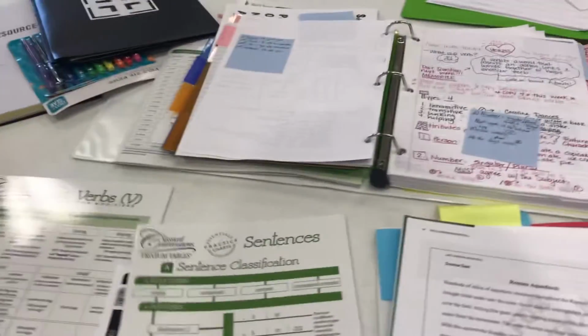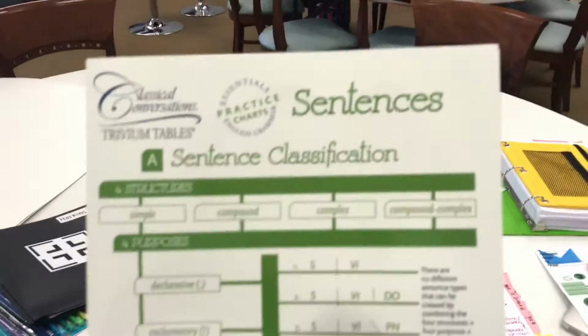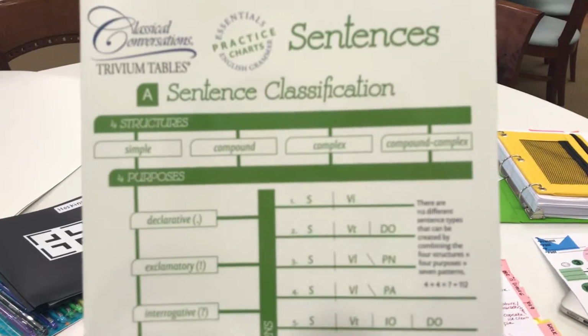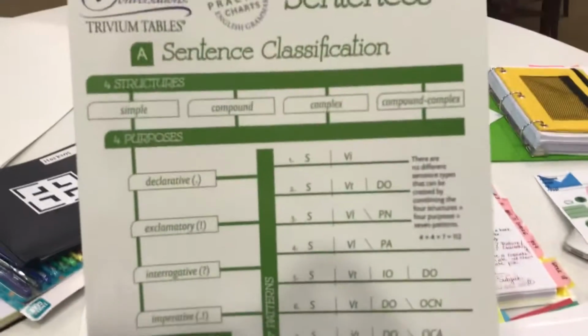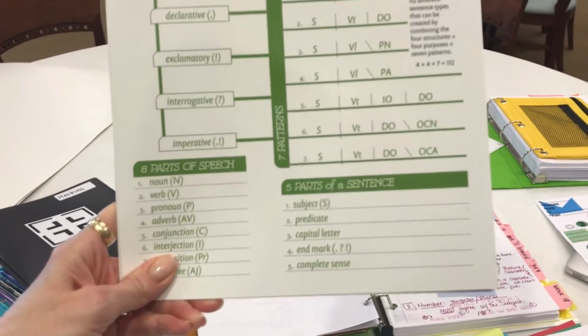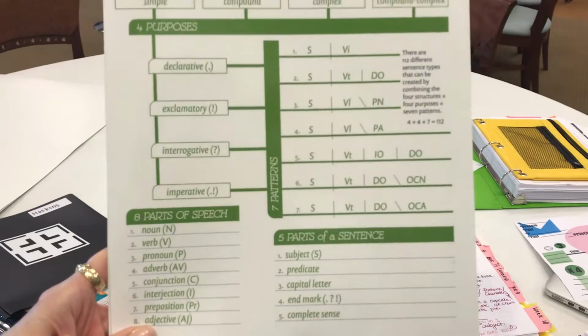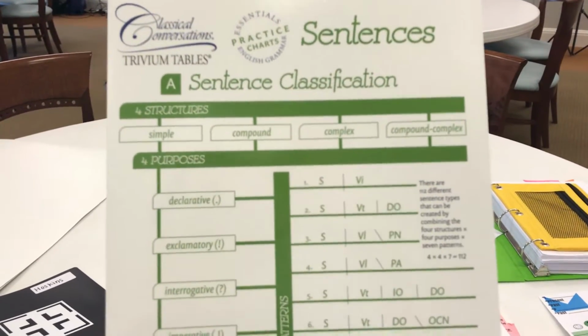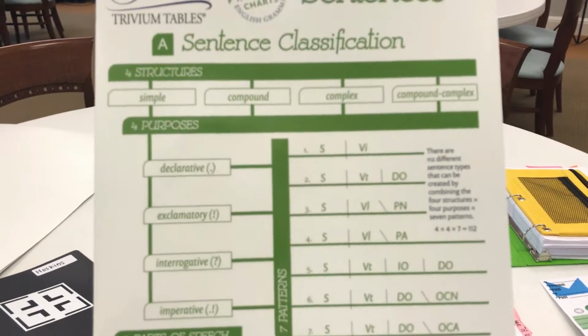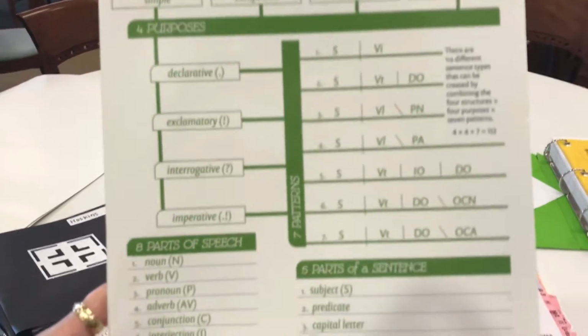So starting out is, remember, Chart A, sentence classification. We want to continue really memorizing Chart A, as that is our most important chart for everywhere we're going to be studying this year. So Chart A, continue working on copying or singing or rapping to really learn Chart A.